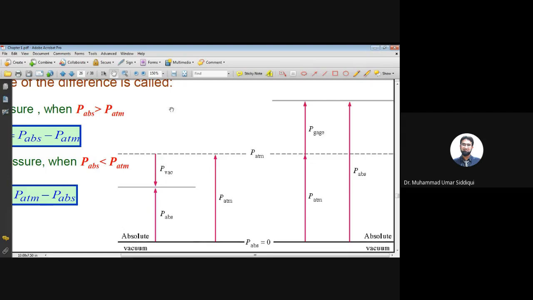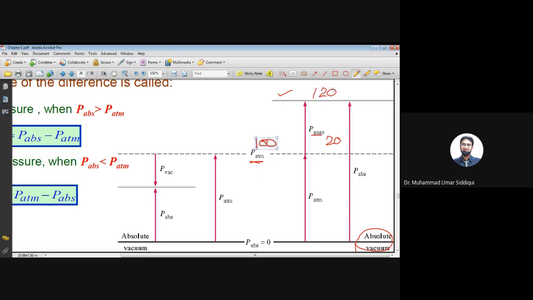Let's say this is absolute vacuum, and let's say this is atmospheric pressure. Let me put a number for it. Let's say atmospheric pressure is 100. Now you go to the market and you want to measure the pressure of air in the tire. You purchase a pressure gauge, and when you connect it with the tire, it gives you the reading 20. So the pressure gauge gave you the reading 20, and you know the atmospheric pressure is 100. So what will be the absolute pressure? The absolute pressure will be 120.